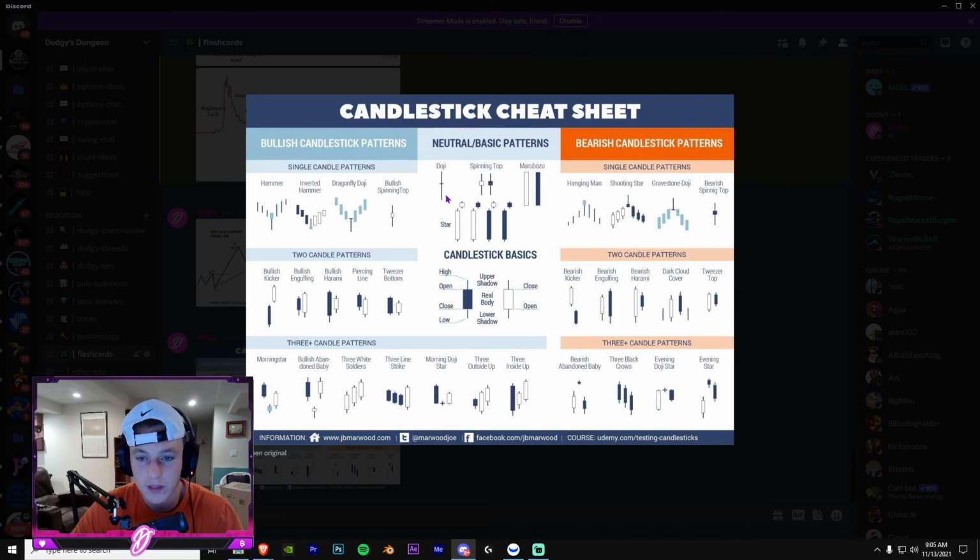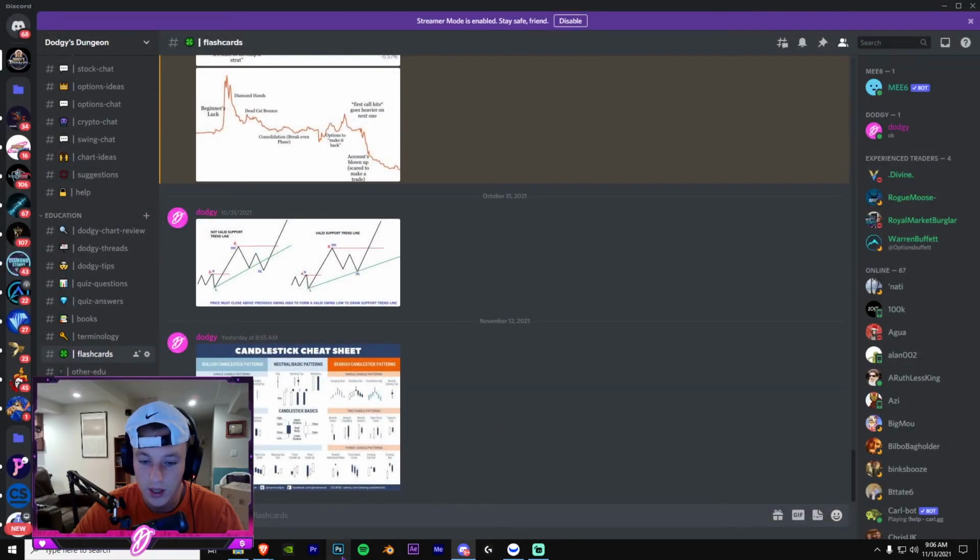So a doji is basically a candle that opens and closes at almost the same price, or the same price.